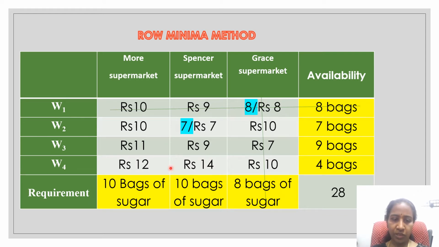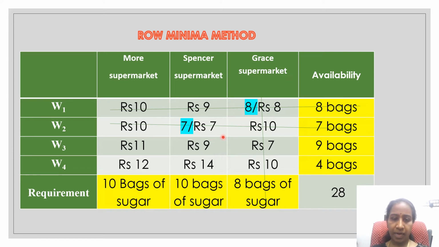Okay, now since the first row is over, I go to the second row. In the second row, the minimum cost is 7 here. So here I make my second allocation. So keep in mind the availability, which is 7 bags. Keep in mind the requirement, which is 10 bags. Though I require 10 bags, this wholesaler has only 7 bags. So I can buy only 7 bags here. So I make the second allocation here as 7.